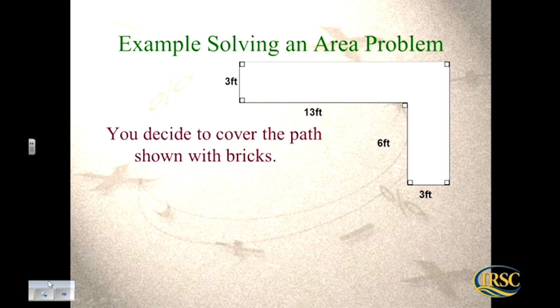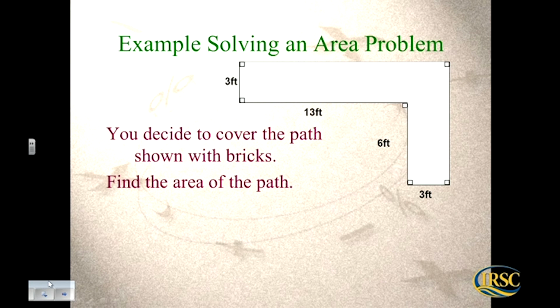then that's area. So you have to think about what type of problem, what does it ask you to do, the inside. It's not asking you to make a border around the path. If you were doing a border around the path, then that would be perimeter. So think about those types of problems and what you're getting.